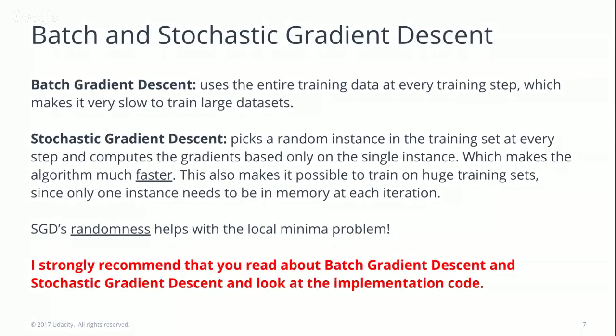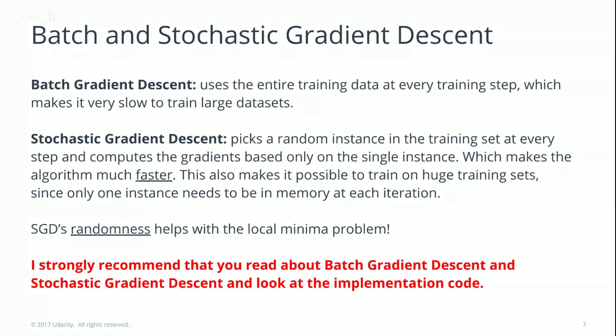Regarding training your model to take those steps towards reaching that global minimum, there are many ways in which you can read the data. The two extremes would be batch gradient descent and stochastic gradient descent. Batch gradient descent is using the entire training data at every step, in which case, if you have a lot of data, it can take a long time for you to train your model.